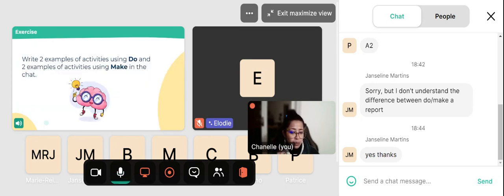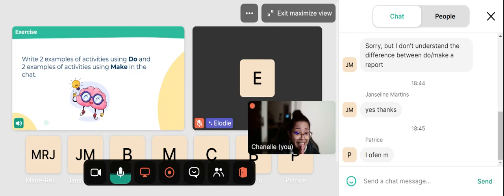So now we have an exercise. I would like you to put into the chat 2 examples of activities using do and 2 examples of activity using make in the chat. Donc, if you want to, you can write 1. Like that, we can read it. So, I will give you 1 minute. Je vais vous donner 1 minute, juste pour écrire une phrase avec do et une phrase avec make, s'il vous plaît.